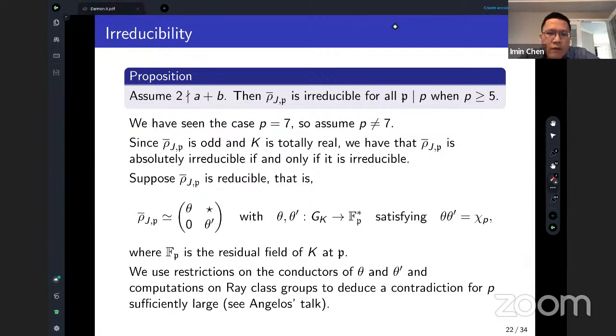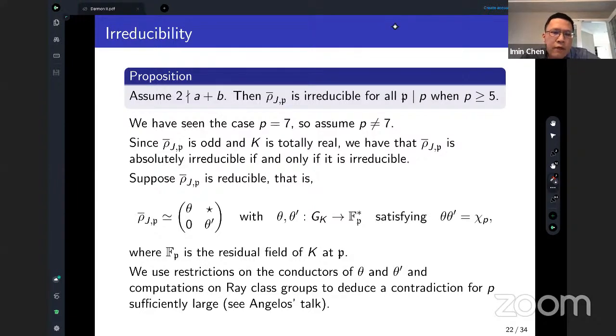I think Angelos gave an example of this method of showing irreducibility. The main idea is the following: because 2 does not divide A plus B, we expect, and we show, that J has potentially good reduction at 2. And usually in the game of proving irreducibility, when you have potentially good reduction, you base extend to that field, which gives you good reduction. And then you can use local methods to prove irreducibility.